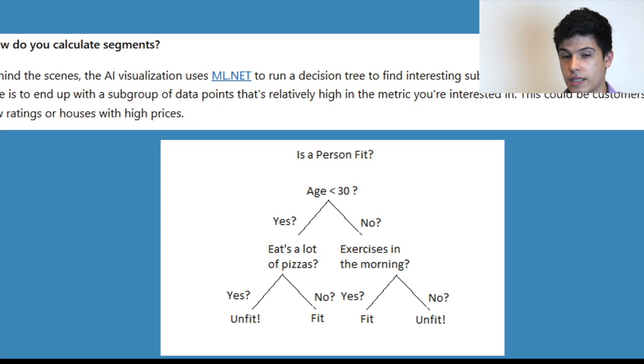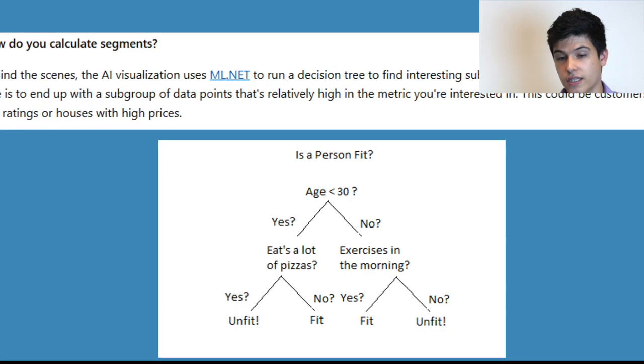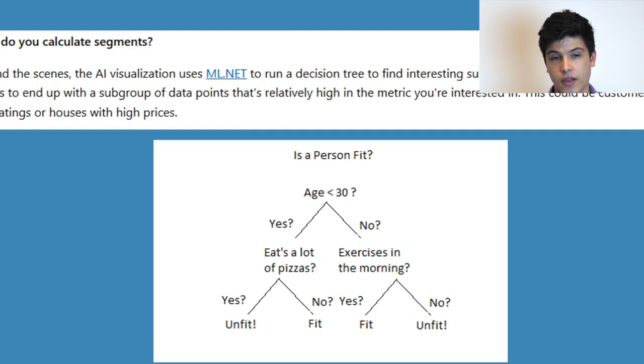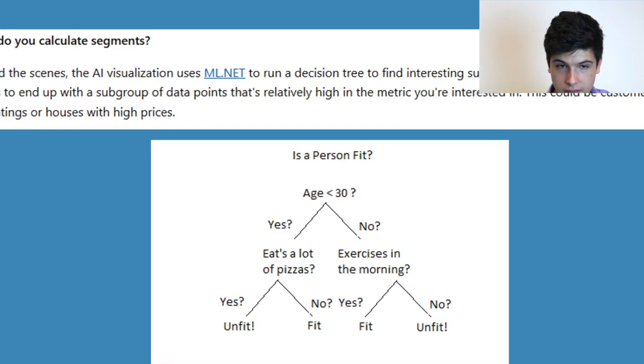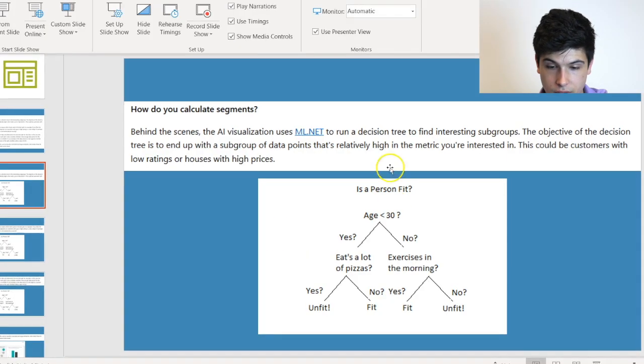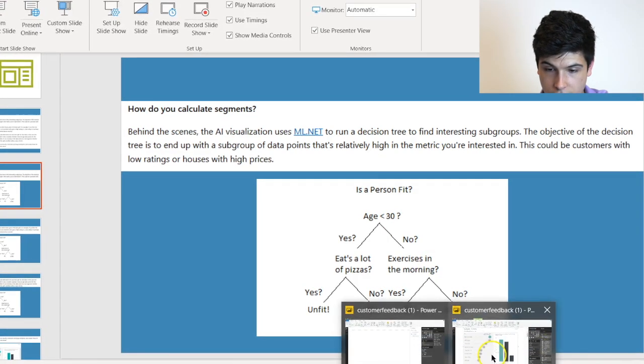So how this machine learning works is it runs a bunch of variations of a decision tree based on the data you give it. And because of the power of our computers today, it can do so quickly and produce this beautiful key influencers visual.